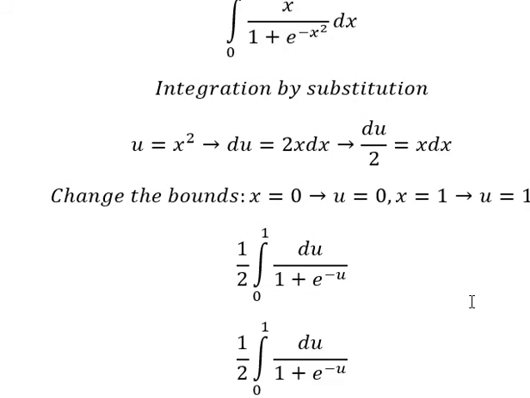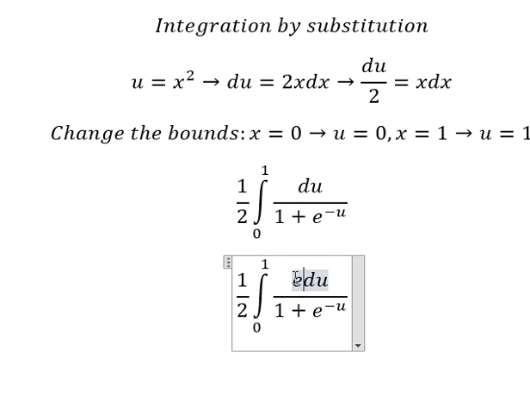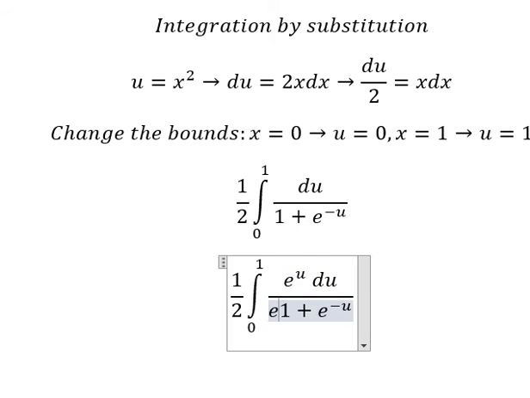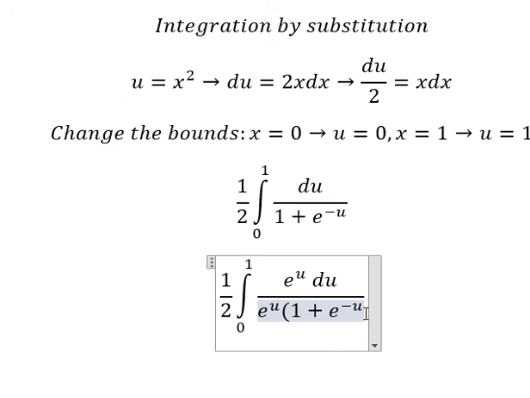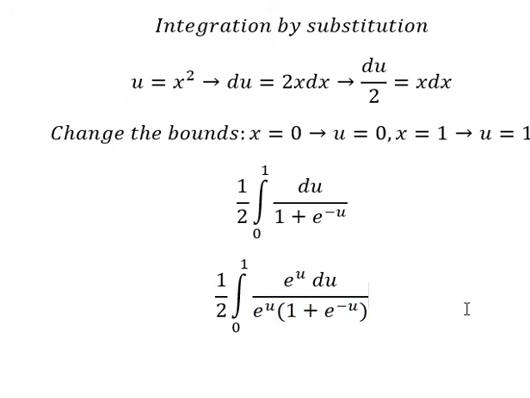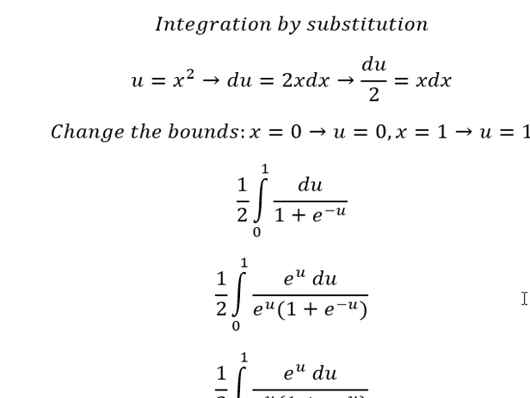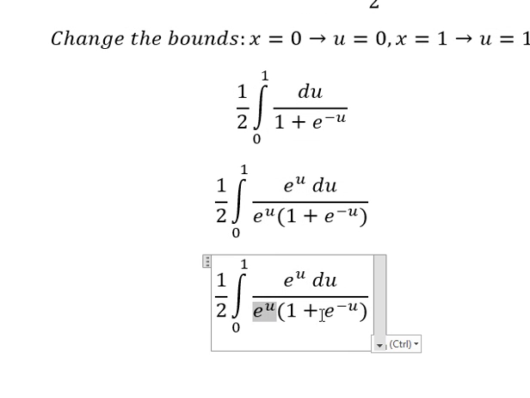Next, we need to multiply by e to the power of u on the numerator and denominator. E to the power of u multiplied by number 1 and e to the power of negative u, we have like this.